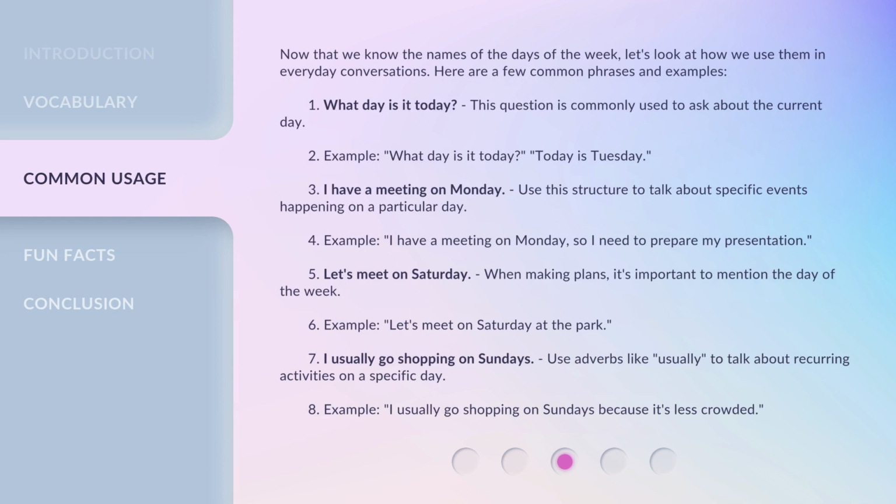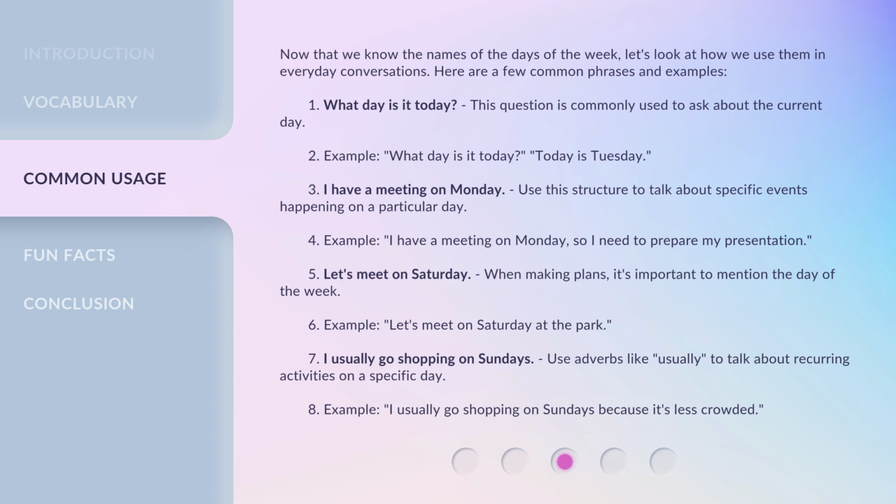Now that we know the names of the days of the week, let's look at how we use them in everyday conversations. Here are a few common phrases and examples. 1. What day is it today? This question is commonly used to ask about the current day. 2. Example. What day is it today? Today is Tuesday. 3. I have a meeting on Monday.